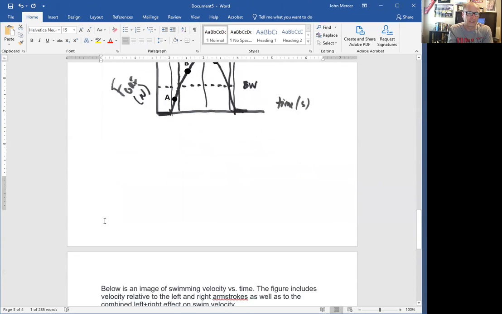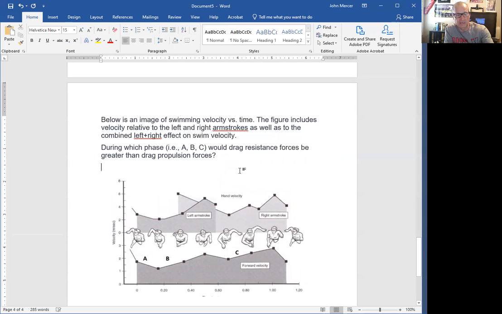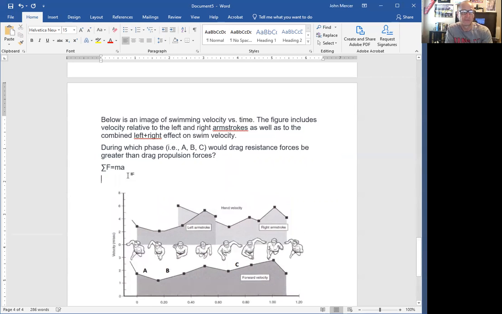Okay, and one more. Below is an image of swimming velocity versus time. The figure includes velocity relative to the left and right arm strokes, as well as the combined left and right swim velocity. During which phase, A, B, or C, would drag resistance forces be greater than drag propulsion force? So again, I'm asking you about this equation. And we're dealing with horizontal movement of swimming.